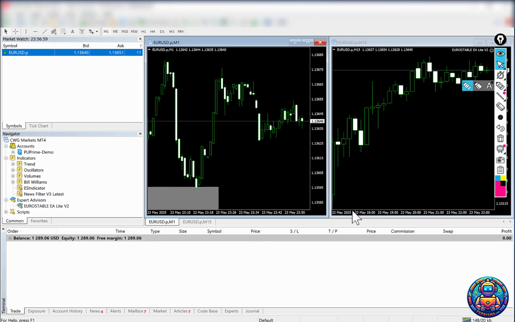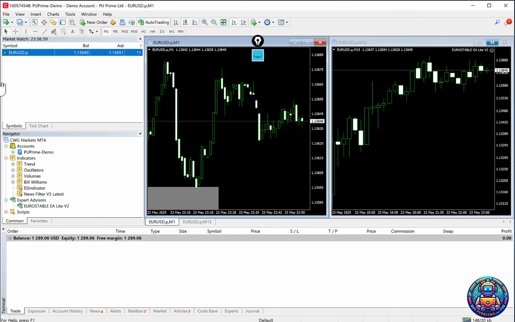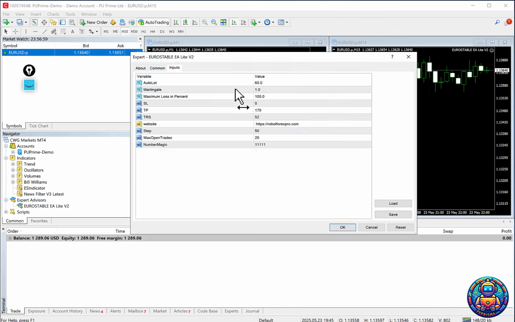So let me show you the dashboard of this robot. We have two indicators. This one is for the news filter and this is the ES indicator. So for the Eurostable, let me show you. The vendor is using the default setup. So this is the default. The calculation of this auto lot size is just a mathematical equation. It will be very easy and is included in the setup. Martingale, if it is 1, that means martingale is disabled. If you want to enable it, you just put 0.